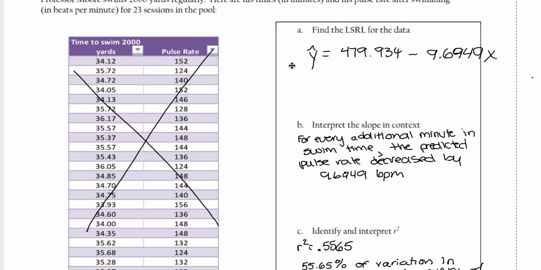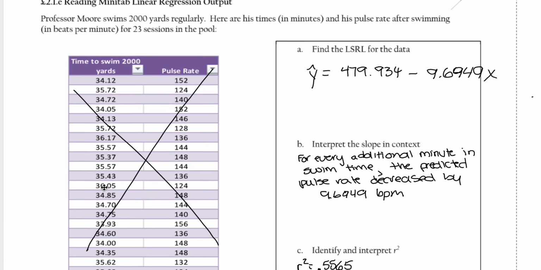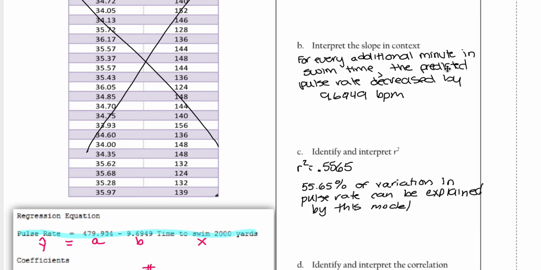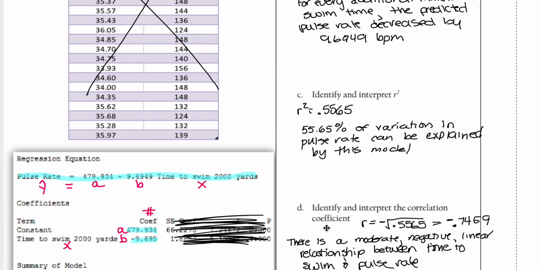So let's take a look at the first question. Find the LSRL for the data. The nice thing about this is that they already give you the equation, so you can just copy it right here. Part B is interpret the slope in context. Well, what is the slope? The slope is this value, which is negative 9.6949. And that simply means for every additional minute in swim time, the predicted pulse rate decreases by 9.6949 BPM, or beats per minute.